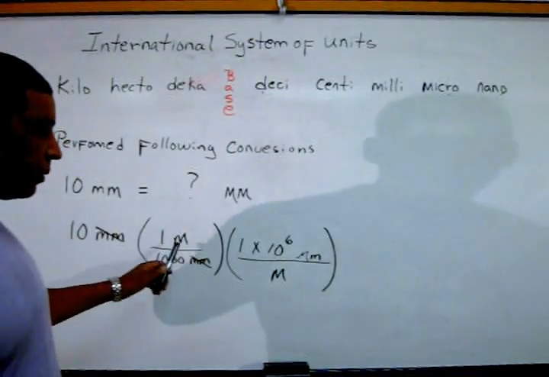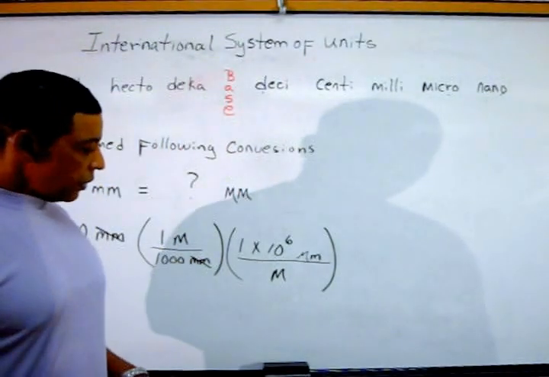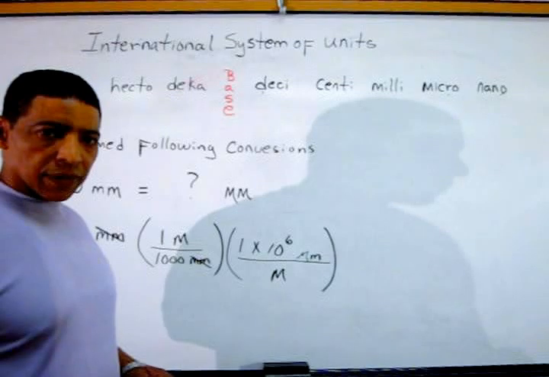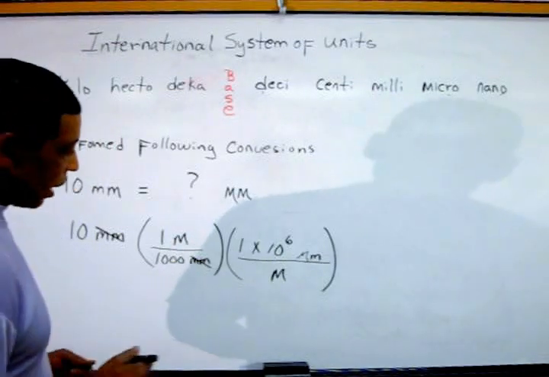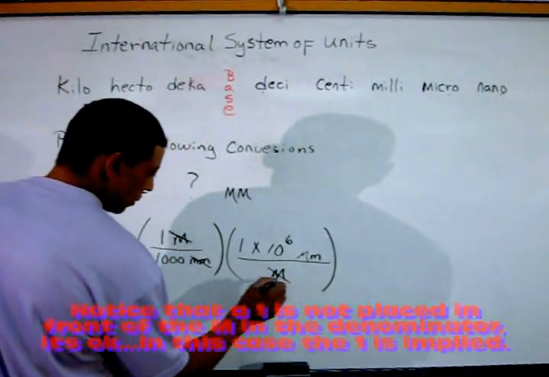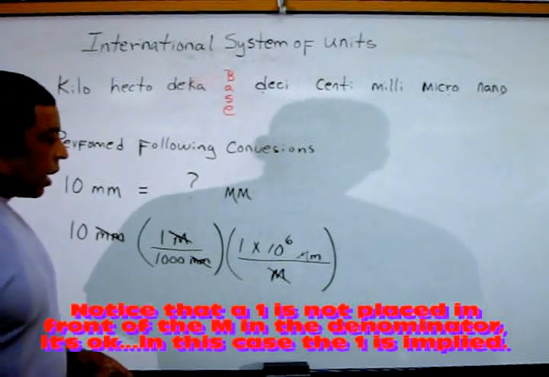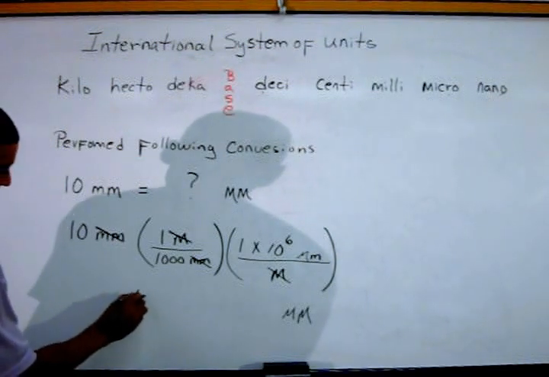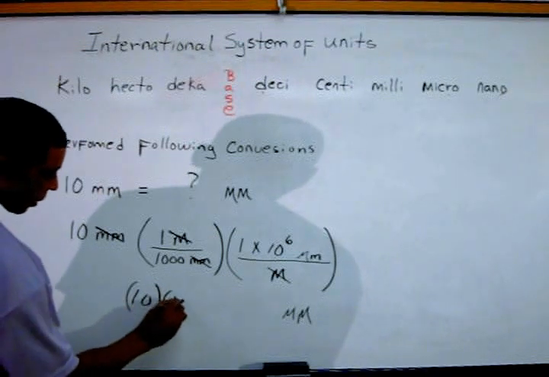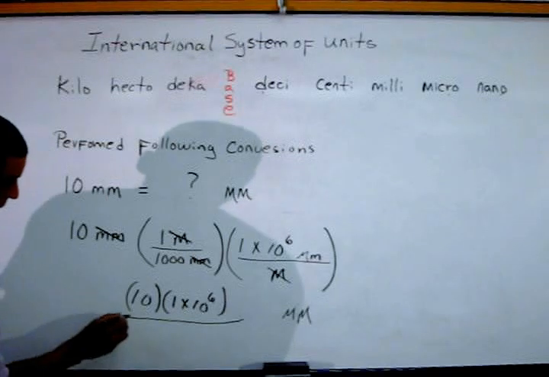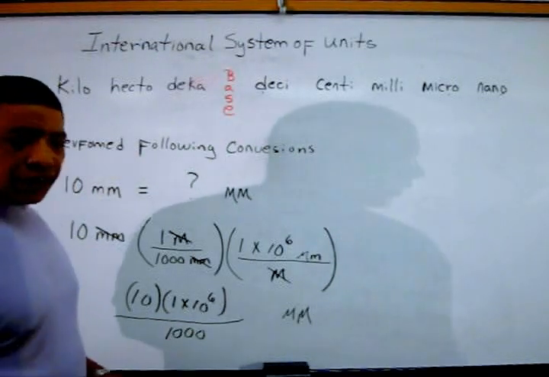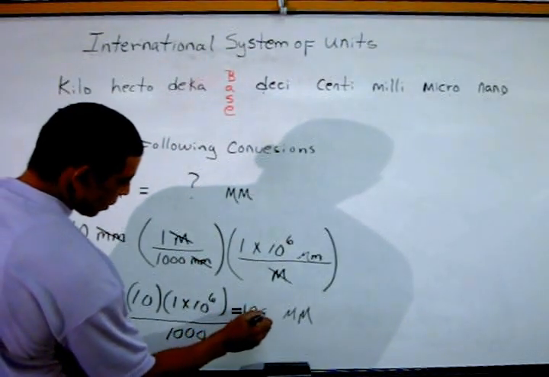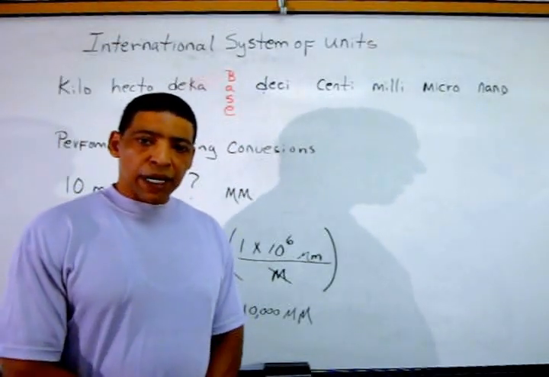The next step is to cancel the meter. From the previous chart, we know that 1 meter is equal to 1 million micrometers. By arranging the conversion factor in this way, we're now able to cancel the meters. Our final unit will be the micrometer, which is what we're looking for. So now simply multiply 10 times a million and divide that by 1,000. And our final answer will be 10,000 micrometers.